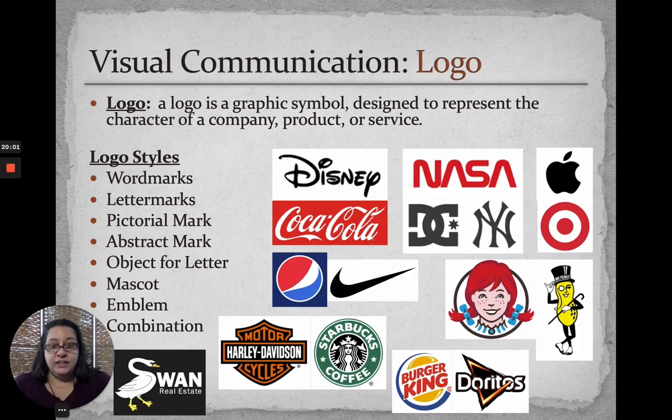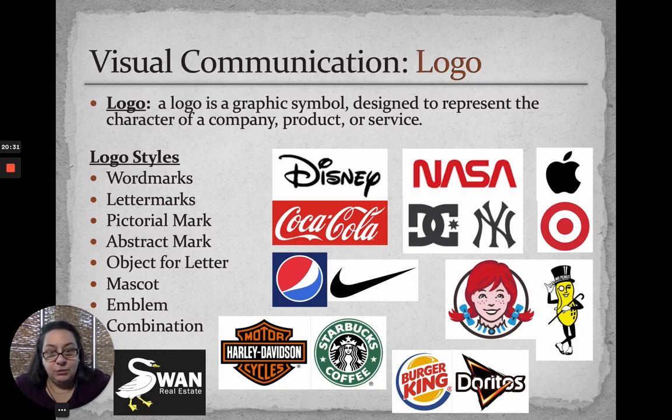And then we have the emblem. The emblem can be like a shield design, almost like heraldic designs and things like that. So my examples for that are Starbucks and Harley Davidson. And because we have this very specific shape, it is an emblem, but we are also using typography and color. So it's a really specific type of format.